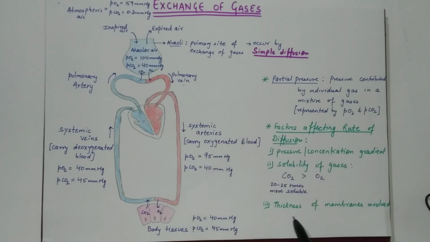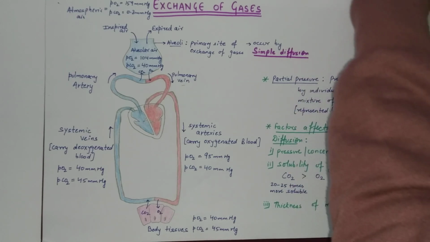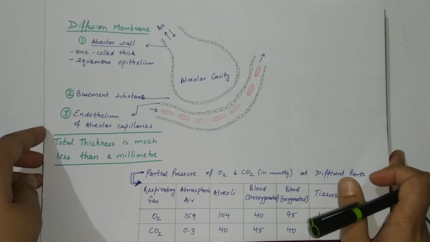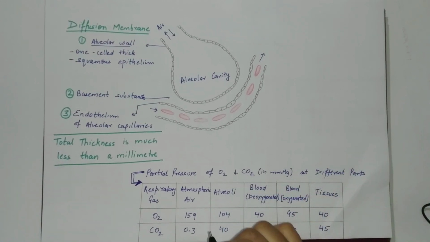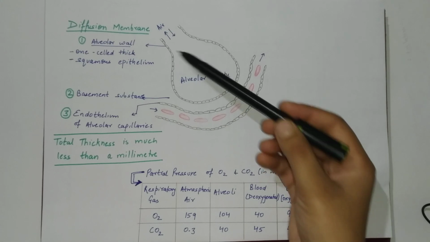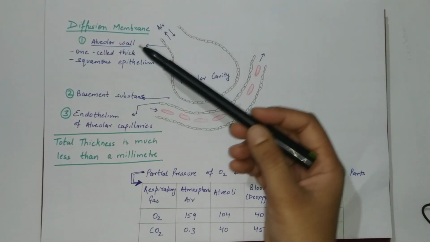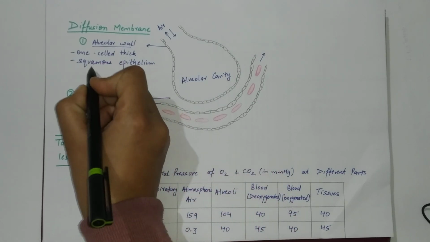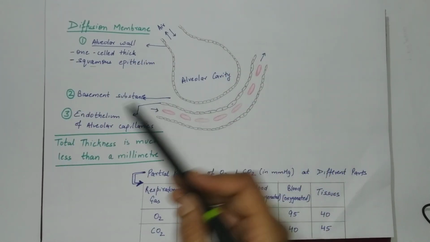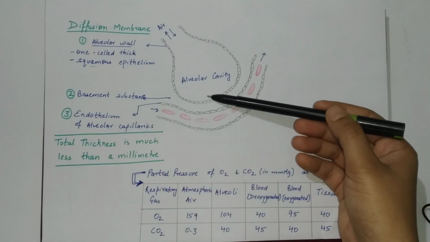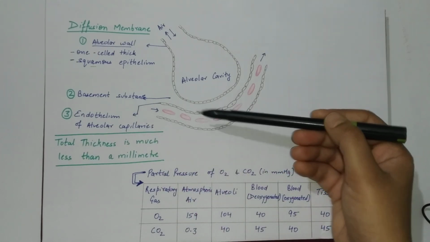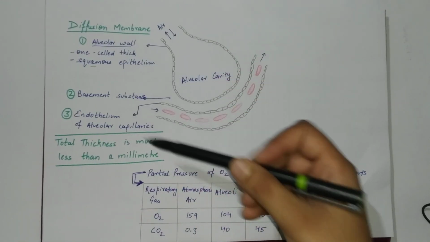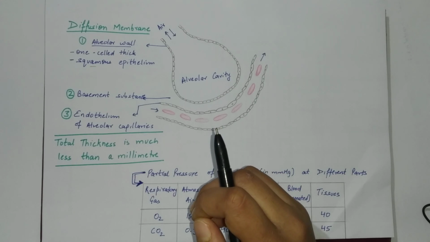Then the third point is the thickness of the membrane involved. What do we mean by the thickness of the membrane involved? We will understand this by the next diagram given in the NCERT book. In the diffusion membrane we have three major layers. The first one is the alveolar wall. It is one cell thick and made up of squamous epithelium. The second one in line is the basement substance present between the alveolar epithelium and the capillary endothelium. The third one is the endothelium of the alveolar capillaries. These three majorly form the diffusion membrane.